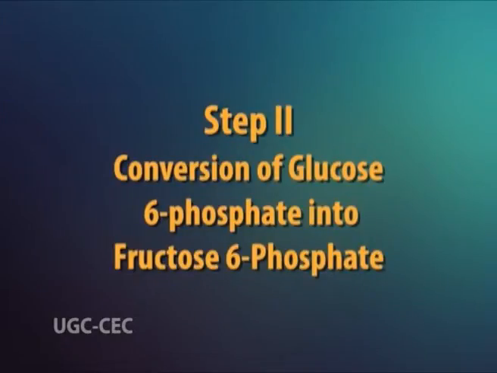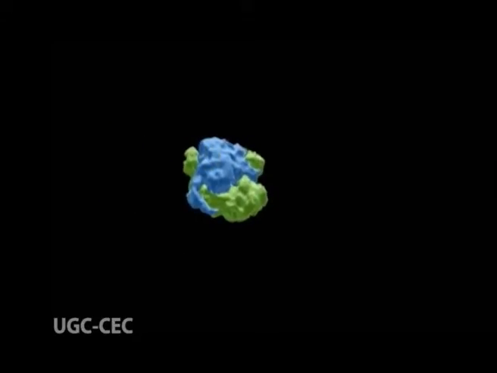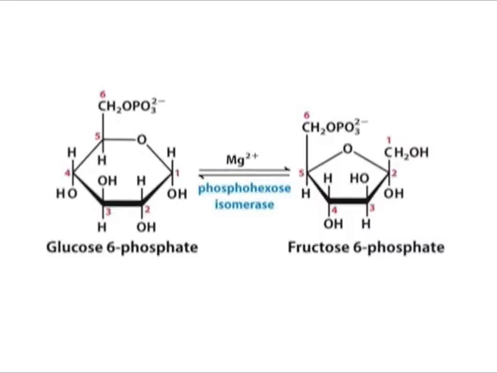Second step is conversion of glucose 6-phosphate into fructose 6-phosphate. Rearrangement of the aldose glucose 6-phosphate, G6P, into the ketose fructose 6-phosphate, F6P, by a reversible isomerization reaction mediated by glucose phosphate isomerase. In other words, phosphoglucose isomerase, which also requires Mg2+ for its activity.